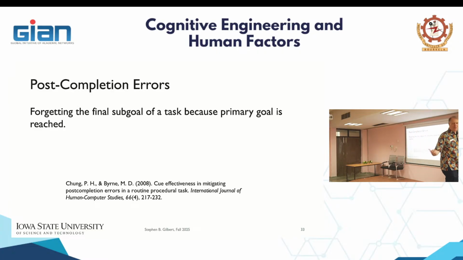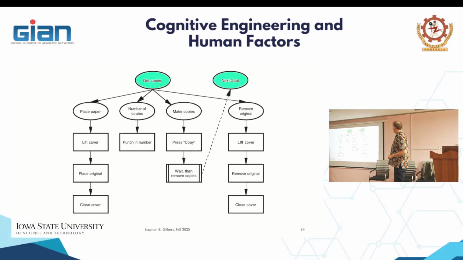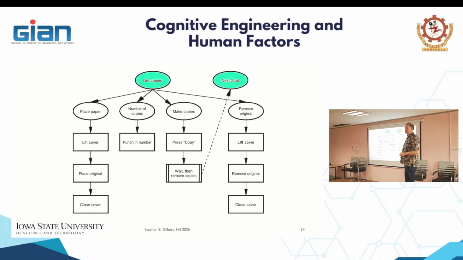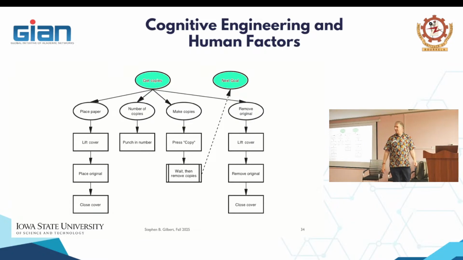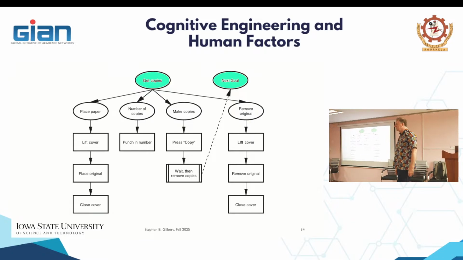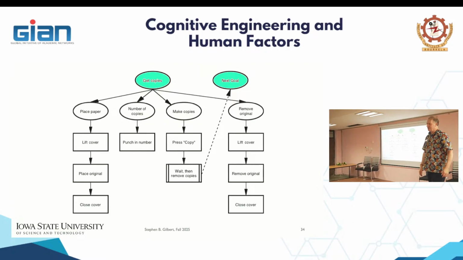So that's post-completion error. I completed my task, and so here's the copy machine breakdown, task analysis. I put the paper, which means I lift the cover, place the original, close the cover. How many copies, I punch the number, make the copies, press copy, remove the copies, and now I need to go to lunch. My next goal. And you forget the thing about getting the original. There you go. That's right. There's a lot of these.